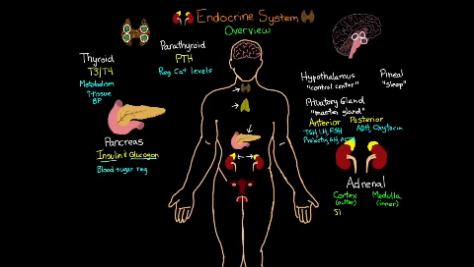And so the cortex is going to be responsible for our steroid production. And so this is going to be our cortisol and our aldosterone. The cortisol plays an important role in our stress response, while the aldosterone plays an important role in our fluid regulation. Now, when we take a look at the medulla, this is going to be responsible for our catecholamine production.